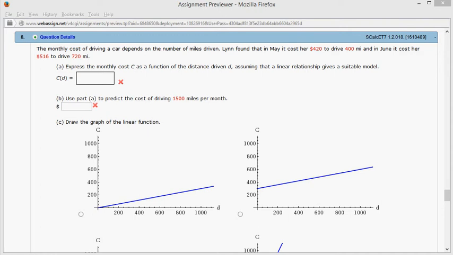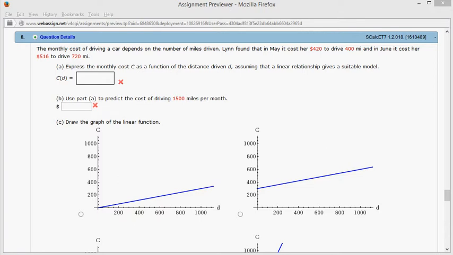Alright, let's look at homework 1.2, problem number 8. It says that the monthly cost of driving a car depends on the number of miles driven. It costs her $420 to drive 400 miles and $516 to drive 720 miles. Part A: express the monthly cost C as a function of the distance driven D, assuming a linear relationship.